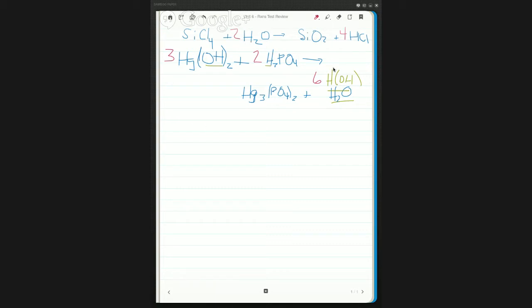So hopefully balancing equations won't seem too hard. Let's see if we have any questions now. We have, oh good, Laura: can we review the solubility rules for double replacement reactions?